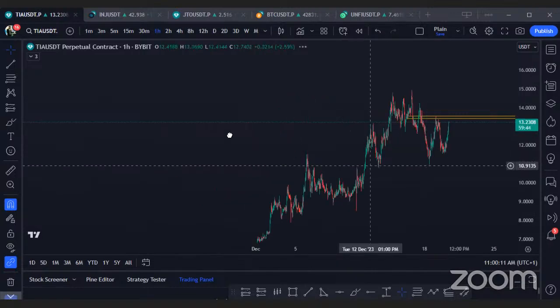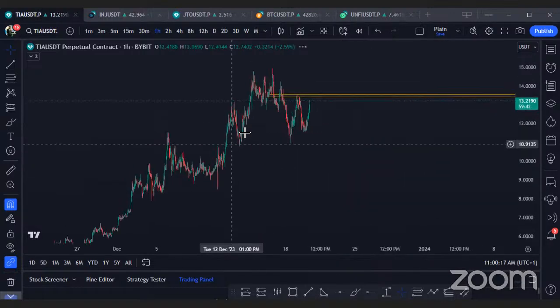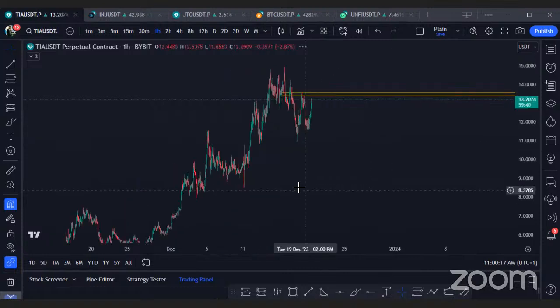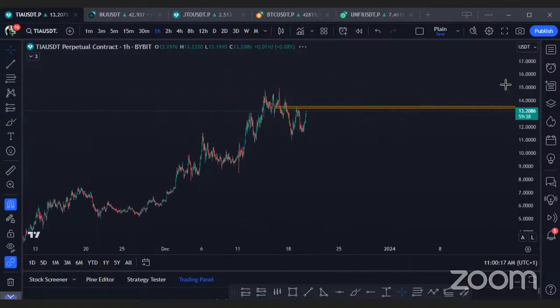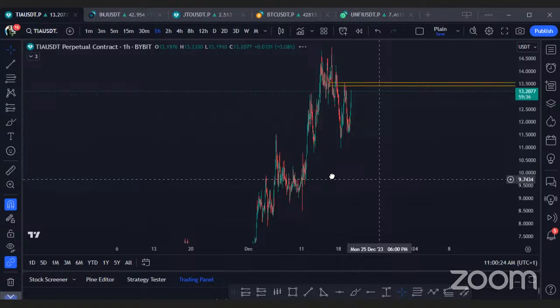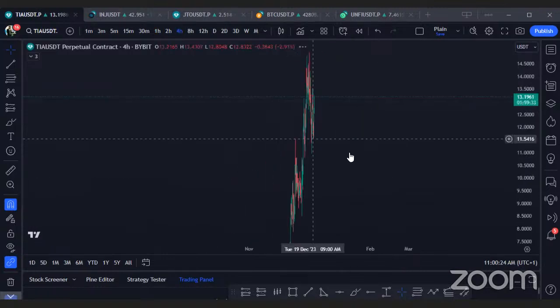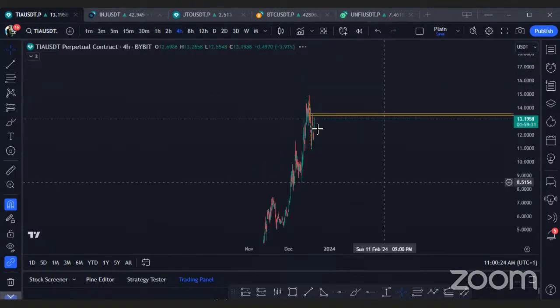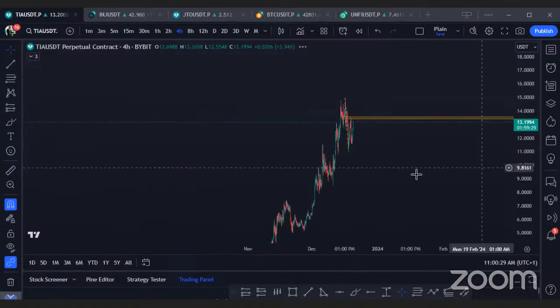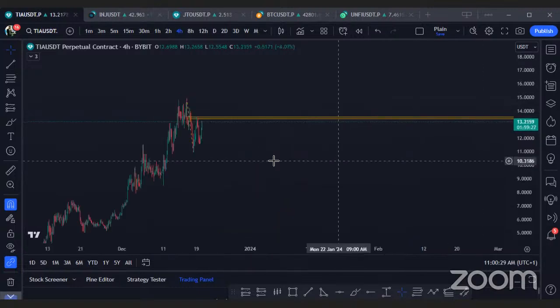If I'm to trade this token, I'll wait for it to pull back to that 382 on the daily time frame. That's where I'm looking to buy. That's where I personally will be looking to buy this.